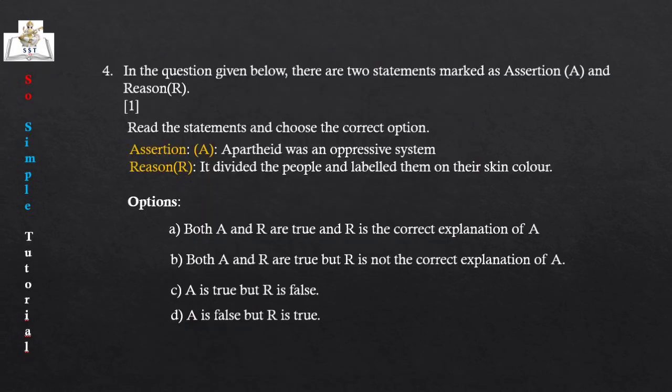Look at this question. This is an assertion reason type question. Here 2 statements, assertion A and reason R are given. Here you have to read these statements and pick the right option from below. Take an example. Assertion: Apartheid was an oppressive system. This is true. Now reason: It divided the people and labeled them on their skin color. This is also correct, and a correct explanation of the statement given in assertion. So your answer will be A. To understand assertion reason type question more, a link is given in the description below. You can go through it once.